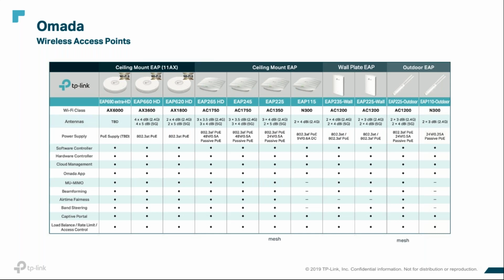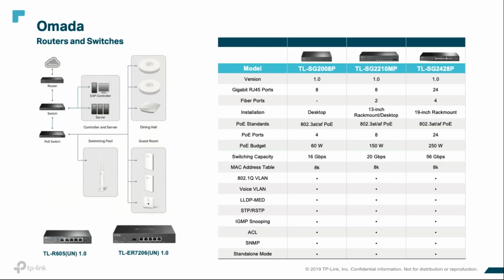And moving forward, we're going to have the high density EAP 265 running on 11 AC as well. And we're going to have 3 Wi-Fi 6 models, 620 HD, 660 HD, and 690 HD. They're running at 1.8 gig, 3.6 gig, and 6 gig of wireless traffic. So that's the major improvement in the access point part.